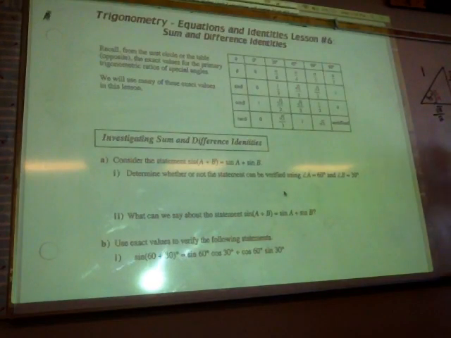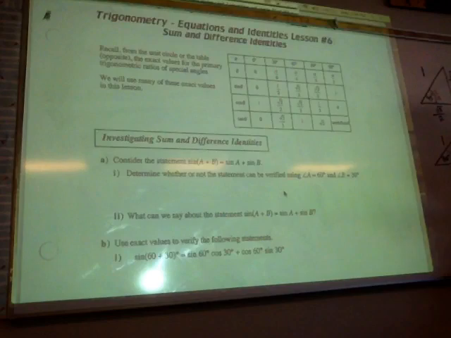Other special triangle, 30-degree triangle. Radius is 1, x value would be root 3 over 2, y value would be 1 over 2. In radians, we had pi over 6.